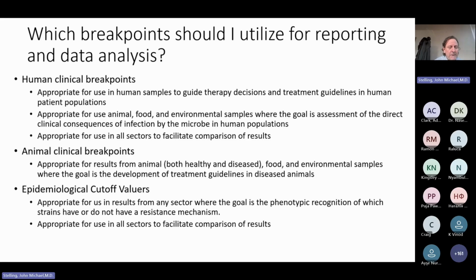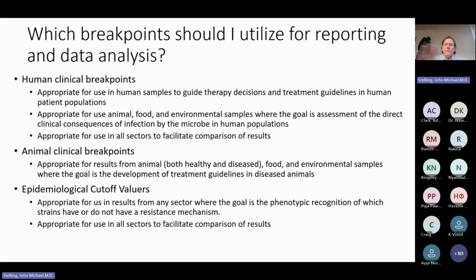And finally, and I misspelled it, epidemiological cutoff values, appropriate for use in any sector: human, animal, food, environmental, if your goal is the phenotypic recognition of which strains do or do not have resistance mechanisms. And this can also be done across sectors.